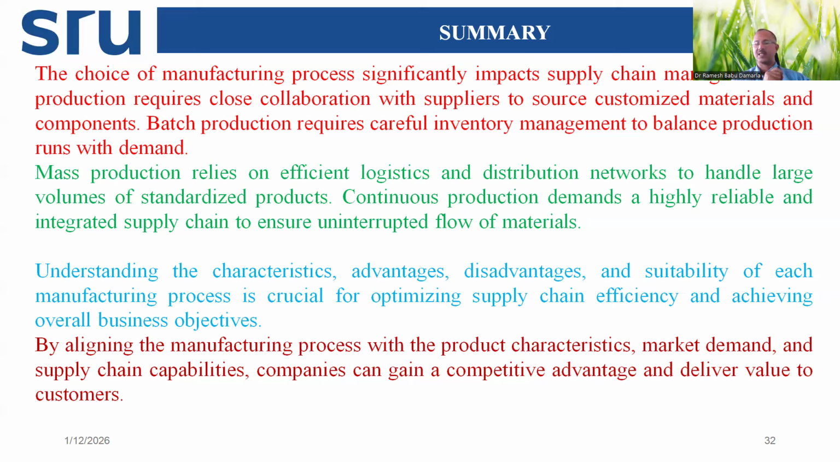So one needs to understand the product characteristics, types of manufacturing facility characteristics, the benefits and limitations, which facility suits what product and processes, then optimize the entire supply chain. Together they can make a business successful and achieve its objectives. So by aligning the manufacturing process with the product characteristics, market demand, and supply chain capabilities, companies can gain a competitive advantage and deliver value to the customer.